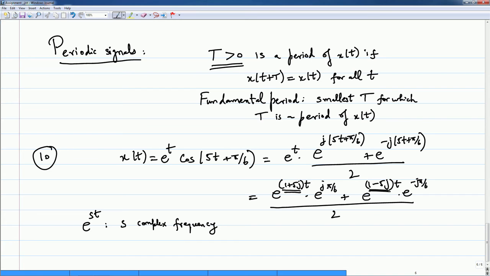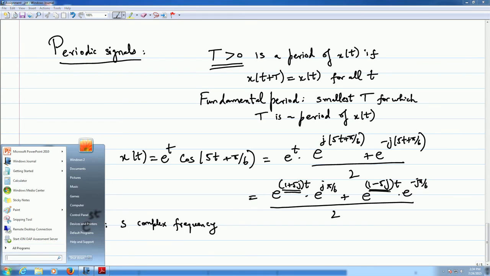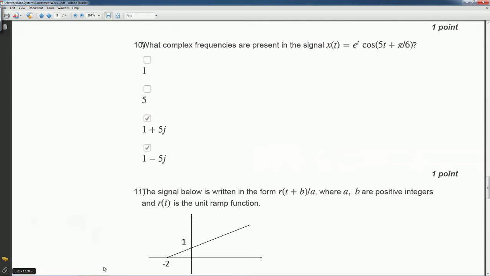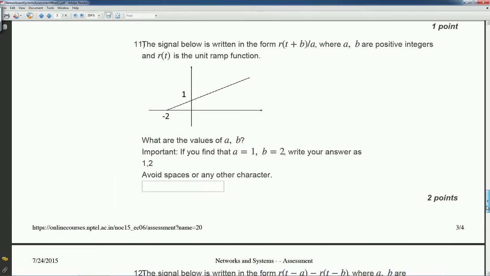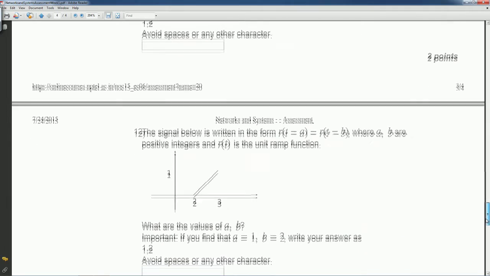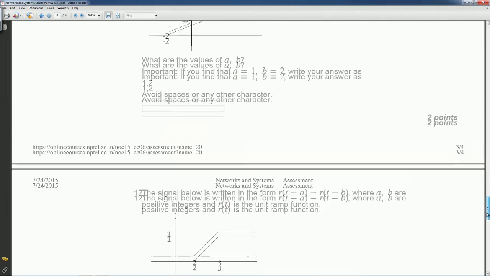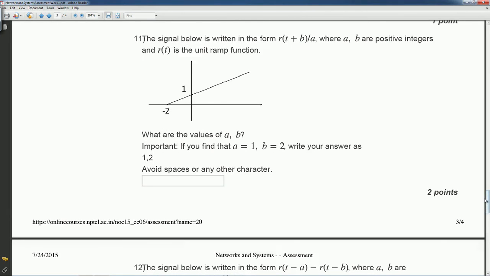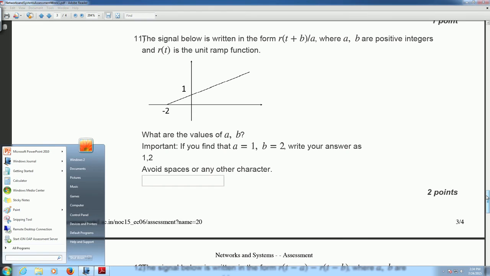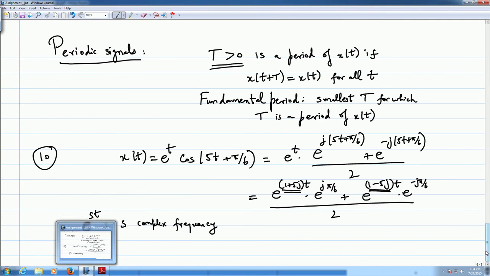Okay. And let's move over to the next question. That's question number 10, and 11 and 12 are very nice questions. These are about the ramp and the unit step, and how to represent a signal in terms of the ramp. Okay. So, let me maybe spend a couple of minutes on that.